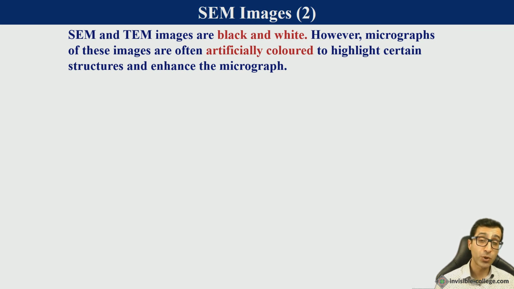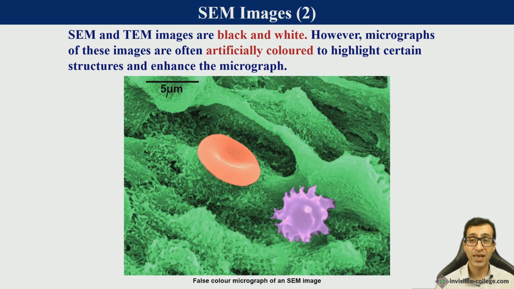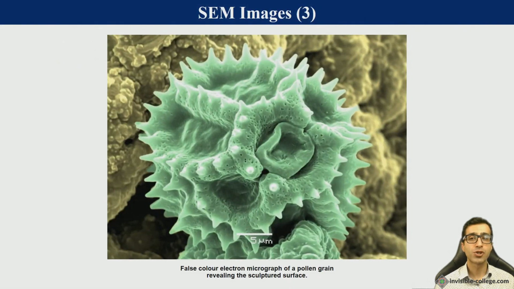However, the computers which are connected to scanning and transmission electron microscopes can produce artificially coloured images, which are coloured in order to highlight specific objects in the image from the background. So again, one such image is shown here with false colour. And here's another image showing a scanning electron micrograph of the surface of a pollen grain, and the pollen grain has been coloured using the computer to distinguish it from the surrounding structures.